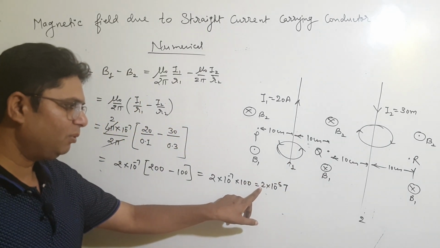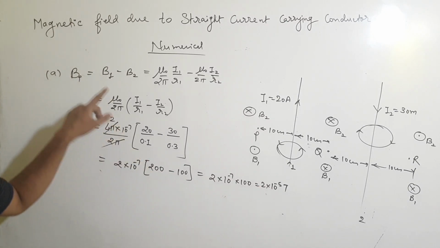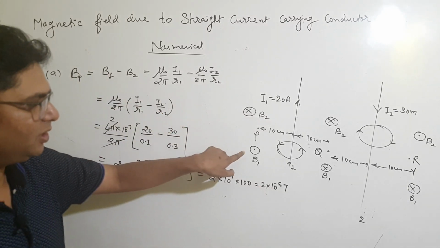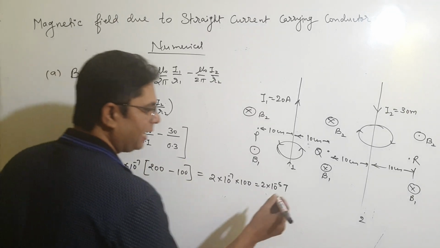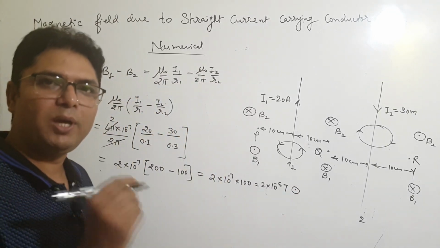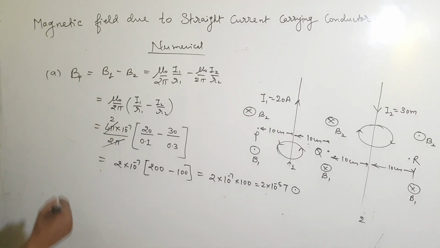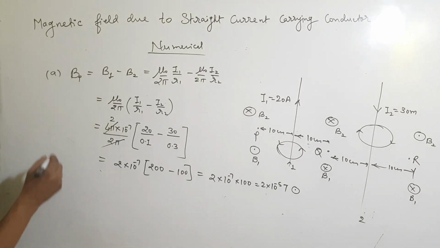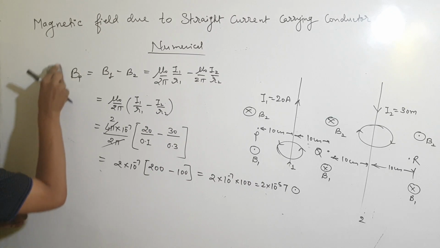Since the sign comes out positive, the direction will be that of B1. B1 has direction inward, so the direction is perpendicular to the plane of paper. Now let us find the magnetic field B2.